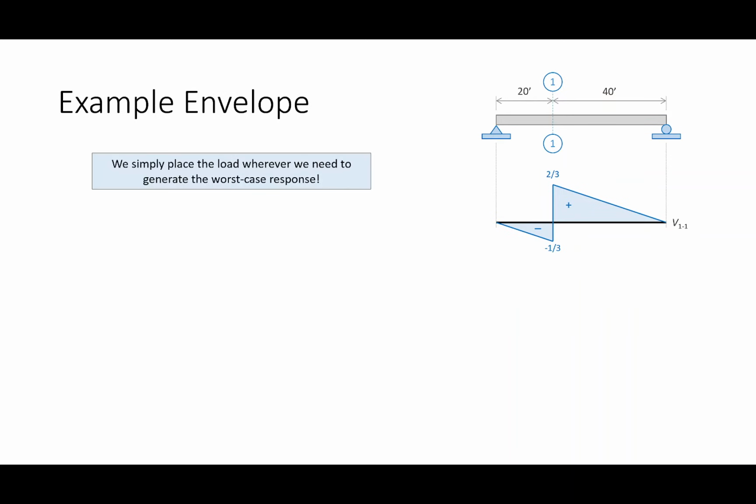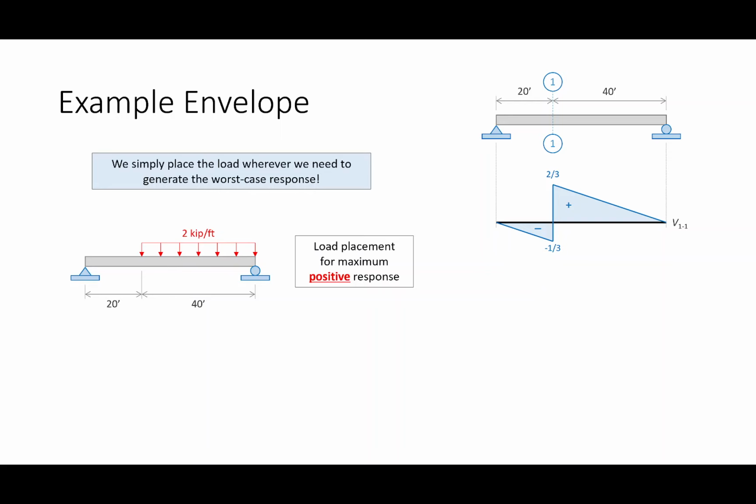Here's what I mean. Okay, so here's the beam. I propose that to generate the worst case positive response, I would take this 2 kips per foot and put it here. Why? Because that's everywhere on the beam that has positive area, right? Because an influence line tells you what is the response due to a load anywhere on the structure, right? So there's nowhere else that I could place a distributed load and generate positive shear, okay?